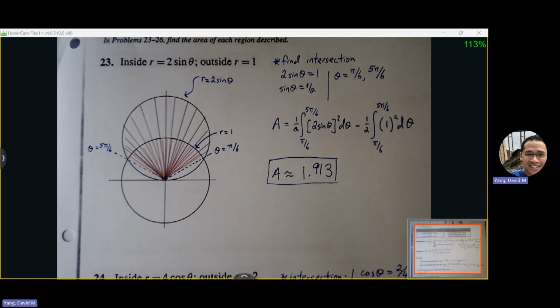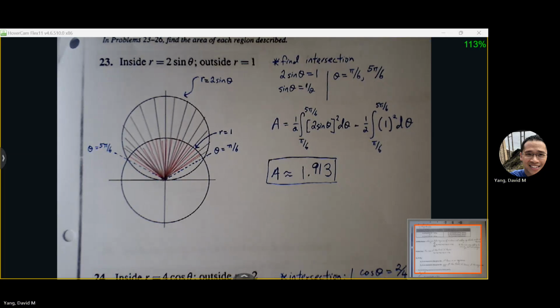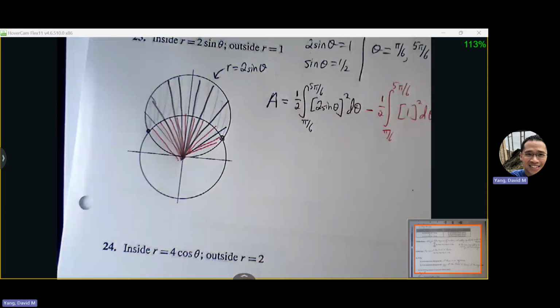Practice plugging that in the calculator. Okay. Try 24. Start off with your intersection. I like to use symmetry. I like to just find a portion of the region that I need, and then sometimes I can just double it, especially if I see a nice symmetry. So try that. Let me come around and just see if you need any help with these area problems.